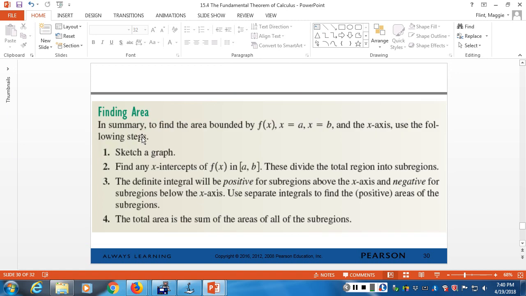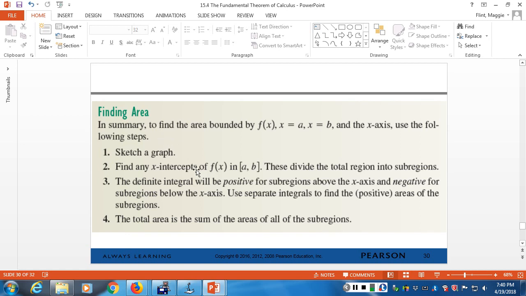So here's a quick summary, and then we're going to do the application problem, and then we'll take a break and do the next section. First step, always, always, always sketch a graph. Don't ever not do a graph, because if you don't do the graph, you're going to miss something important that might cost you.